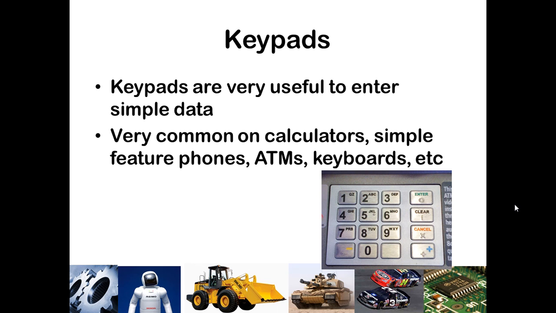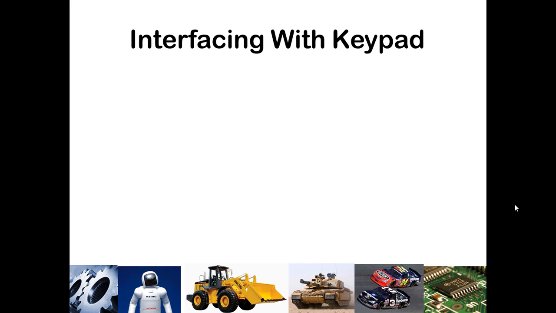So we see keypads in a lot of places. Here might be a very typical example of where you would see a keypad. This is on an ATM. You might also see them in places like old simple feature phones. You might see them on keyboards, 4-function calculators. All sorts of interfaces use keypads, and they allow us to figure out with a small number of pins which button is pushed at any given time.